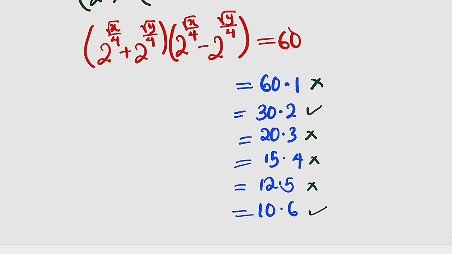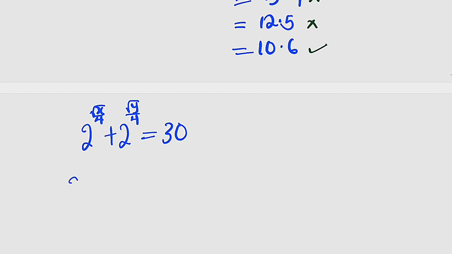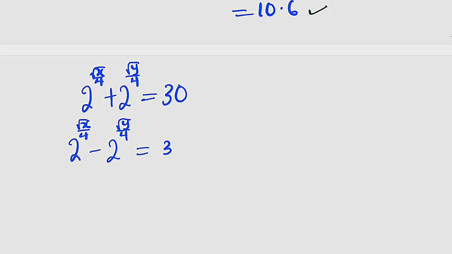So let us start with the first combination. Let me write it down here. 2 raised to the power of square root of x divided by 4 plus 2 raised to the power of square root of y divided by 4 equals 30. Or the second one, 2 raised to the power of square root of x divided by 4 minus 2 raised to the power of square root of y divided by 4 equals 3. What am I doing? No, 2. It should be 2. All right.